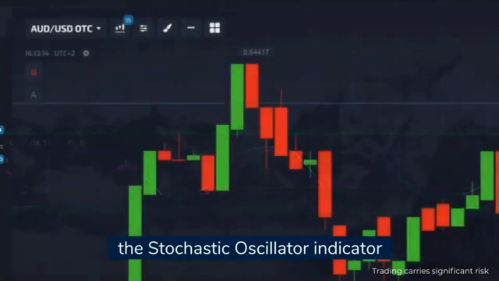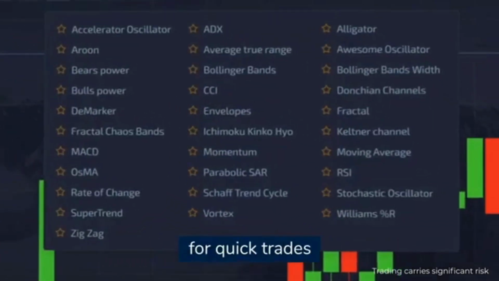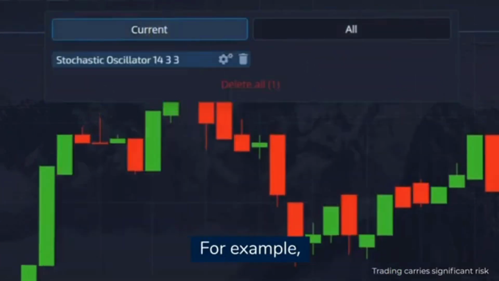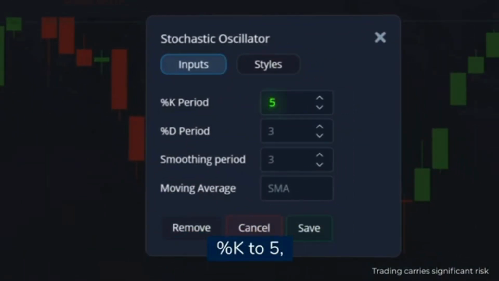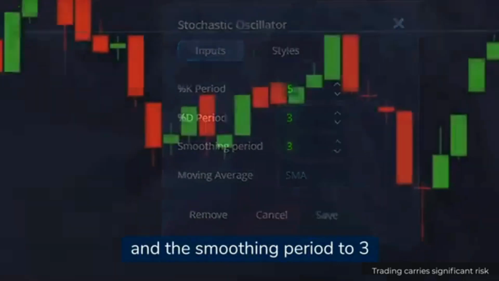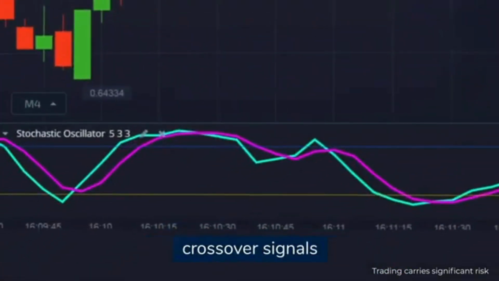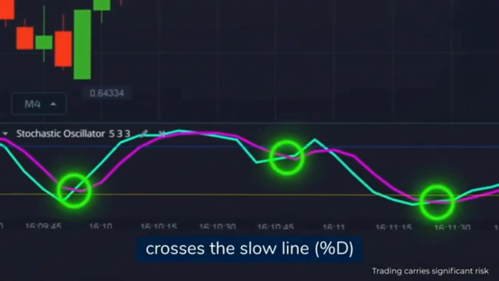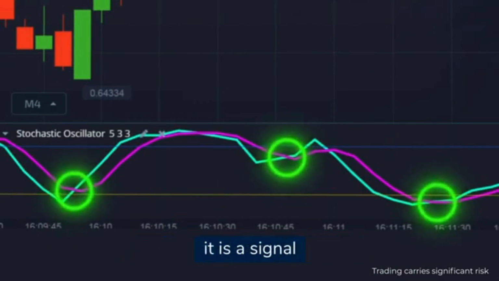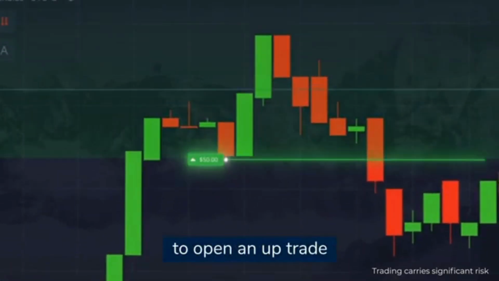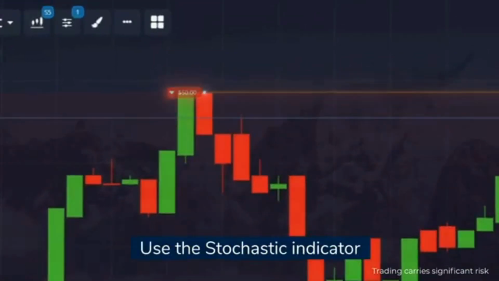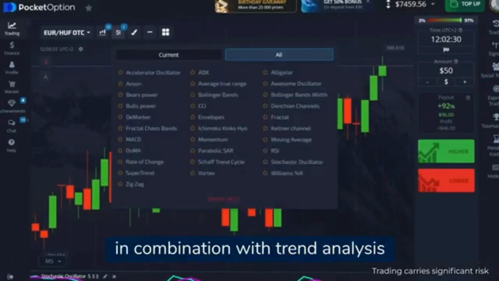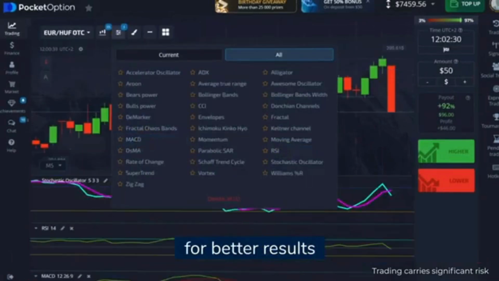How to set up the Stochastic Oscillator indicator for quick trades starting at 5 seconds. For example, you can set periods like this: %K to 5, %D to 3, and the smoothing period to 3. Watch for stochastic line crossover signals. When the fast line crosses the slow line from bottom to top, it is a signal to open an up trade. If the crossover occurs from top to bottom, open a down trade. Use the stochastic indicator in combination with trend analysis for better results.